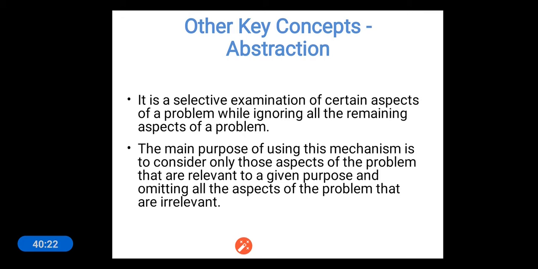Now let us discuss the other key concepts, that is abstraction. We have already seen the abstraction mechanism. It is a selective examination of certain aspects of a problem while ignoring all the remaining aspects of the problem. The main purpose of using this mechanism is to consider only those aspects of the problem that are relevant to a given purpose and omit all the aspects that are irrelevant.